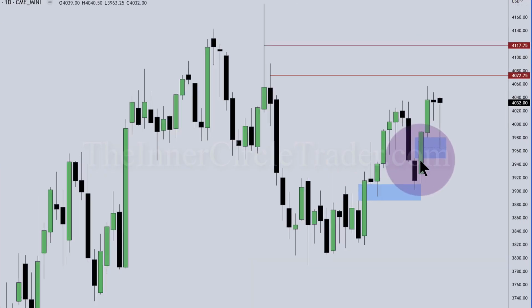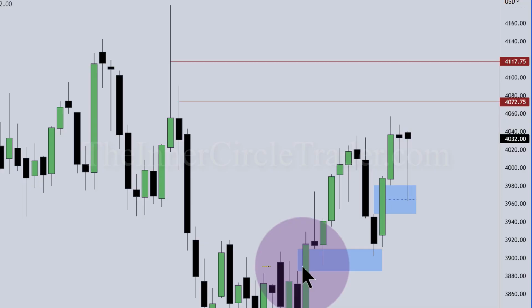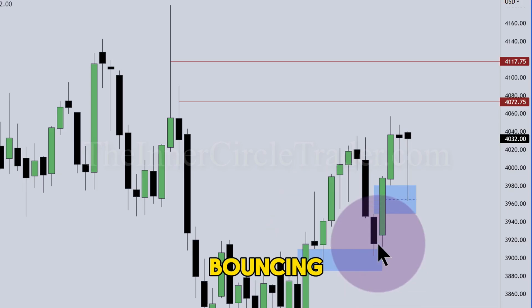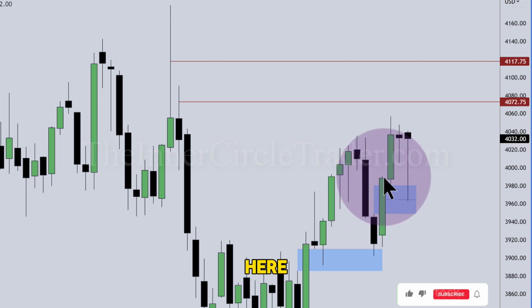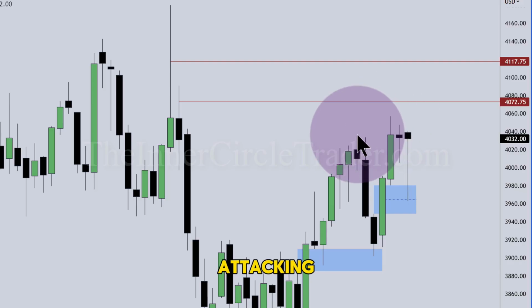4,072.75. Much like NASDAQ, we had accumulation from this original fair value gap here, bouncing, trading up to and stopping here. Most traders, like I mentioned, would expect this to be a sell-off. We walked through this on live tweets and discussions and watching my commentary throughout the day. And then the market rallied through, attacking the buy side here.